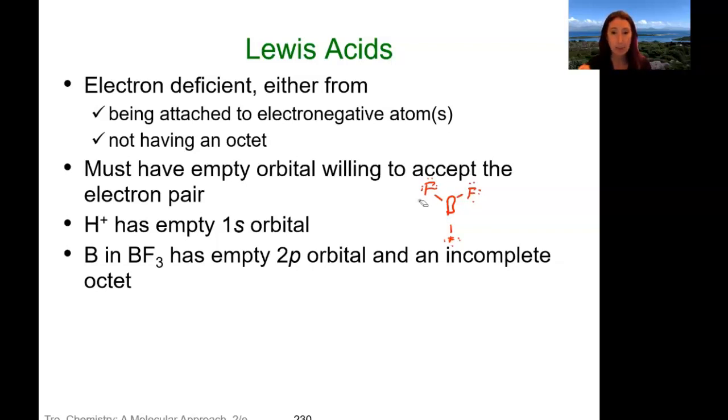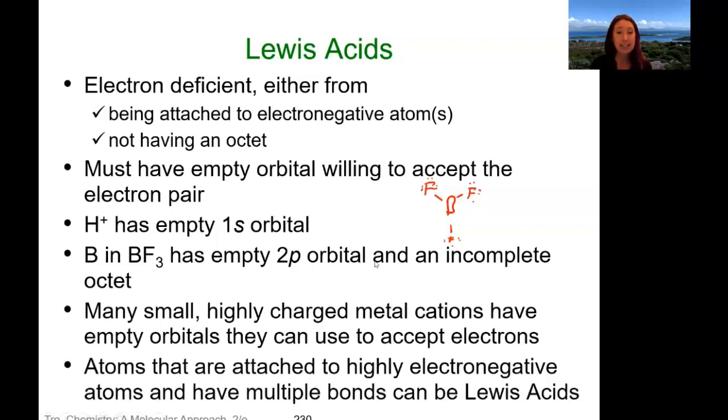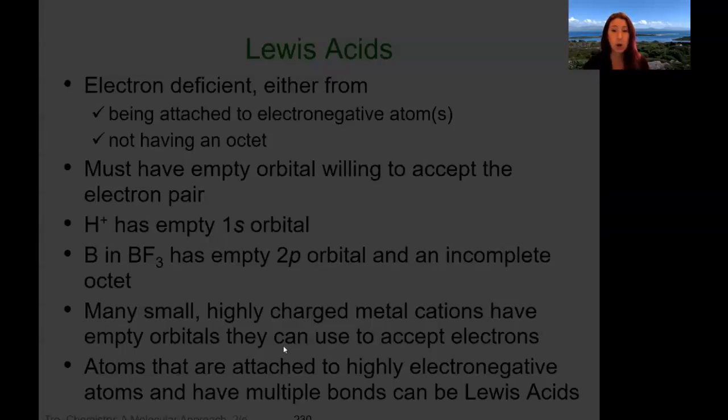It only has 6, but remember, it's got space for 8 electrons, but it's only using 6. So BF3 is an incomplete octet. It's got space to take in another pair of electrons. And so therefore, boron is a great Lewis acid. Boron, aluminum's a great Lewis acid because again, that one also has an incomplete octet. So small, highly charged metal cations usually have empty orbitals, and that's why they're really good Lewis acids. And atoms that are attached to highly electronegative atoms that have multiple bonds are really good Lewis acids.